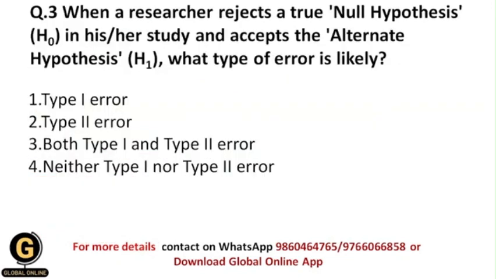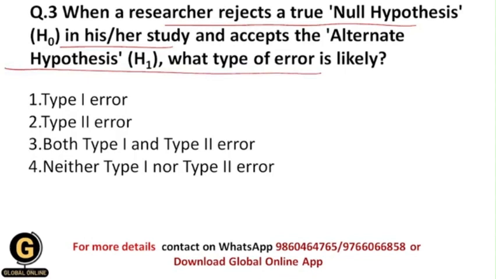When a researcher rejects a true null hypothesis in his or her study and accepts the alternative hypothesis, what type of error is likely? So whenever a researcher rejects a true null hypothesis and accepts the alternate hypothesis, what type of error will occur? As I have told earlier in the previous video, students, there are two types of error that occur whenever we test the null hypothesis in the research process. Those types of errors are type 1 error and type 2 error.